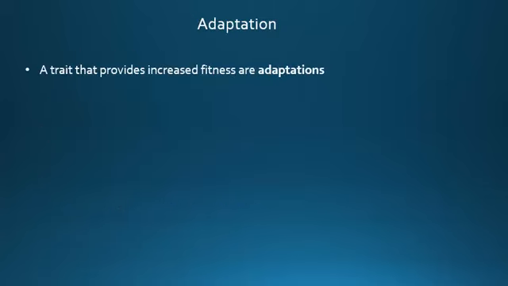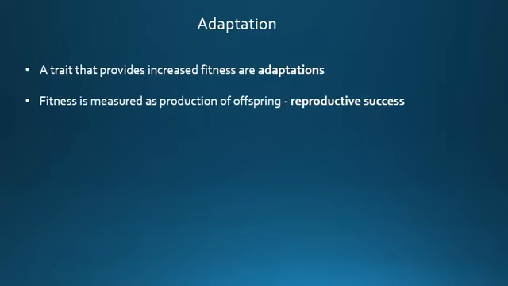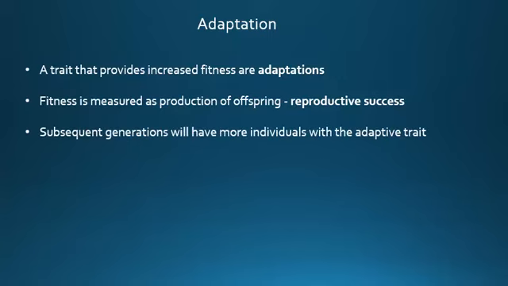So these favorable variations or traits that seem to increase fitness are often referred to as adaptive traits or as adaptations. And since fitness is measured, we said, by the production of offspring, and we refer to this as reproductive success, then as you go through subsequent generations, the population will simply have more and more individuals with the adaptive version of the trait compared to the non-adaptive version of the trait.